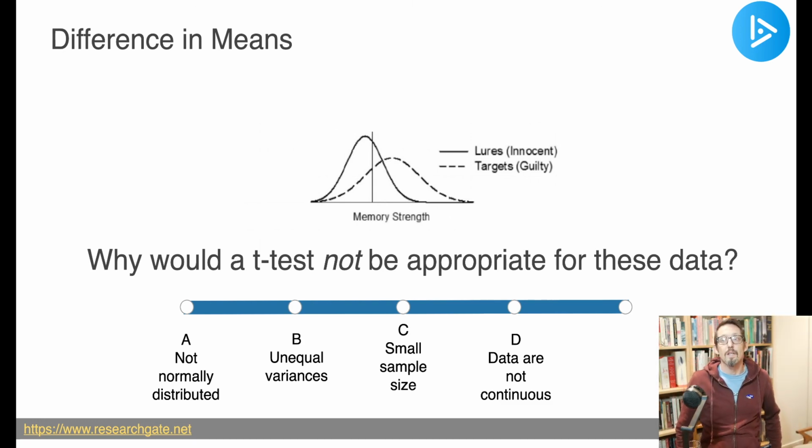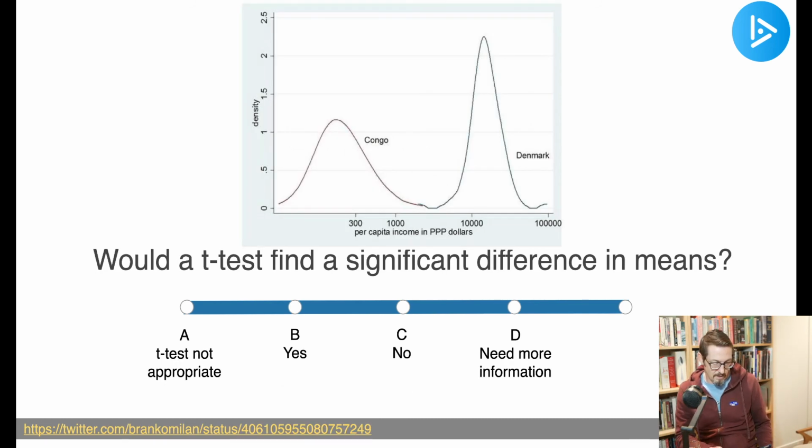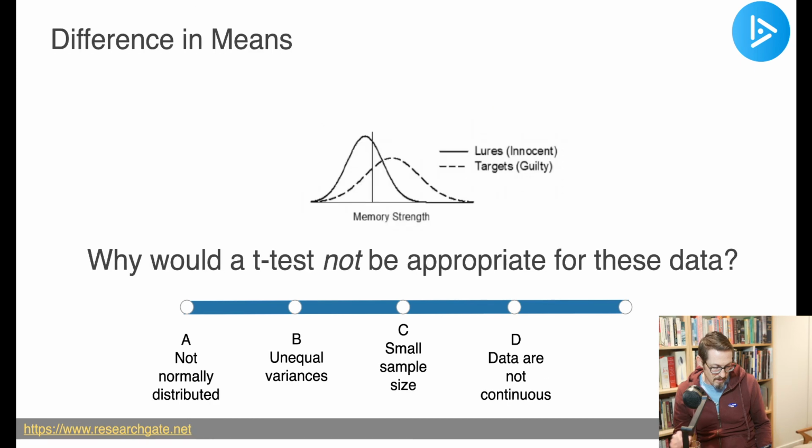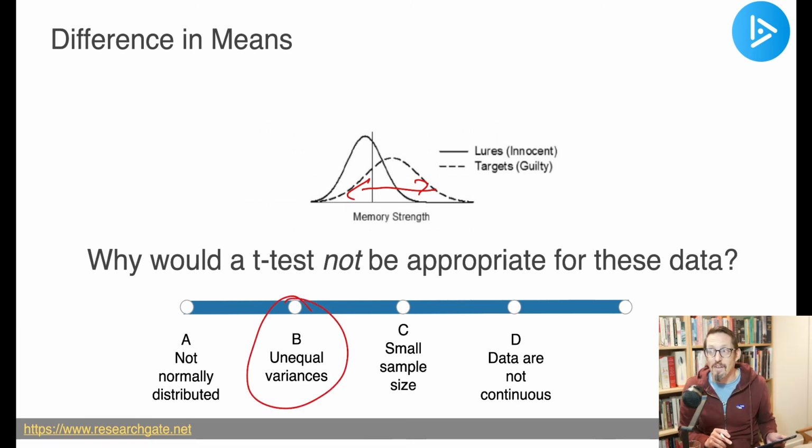All right. So the answer is, oh, I didn't put the circles on. All right. Well, the problem is the unequal variances. Okay? B. You had a long time to think about that. Sorry about that.